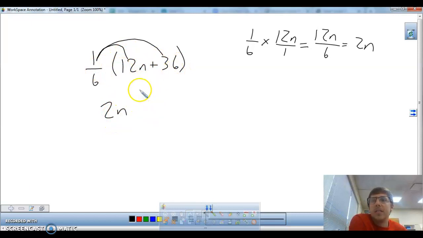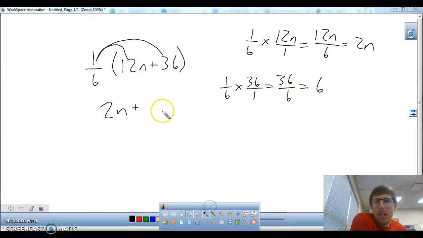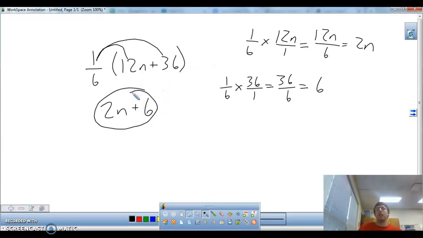Same thing here. What's 1/6 of 36? So we know it's going to be plus 1/6 of 36. What's 1 times 36? 36. 6 times 1, 6. What's 36 divided by 6? That gives you 6. So your answer would be 2n plus 6. Okay?